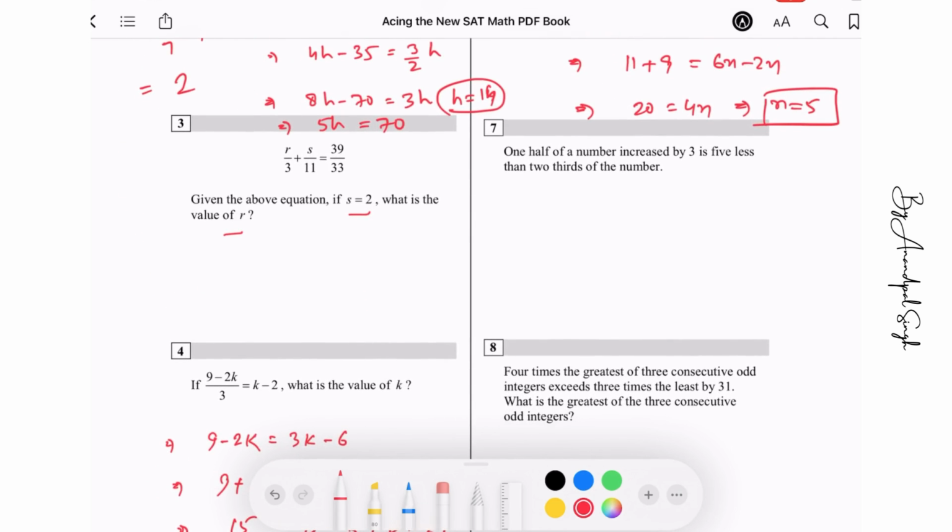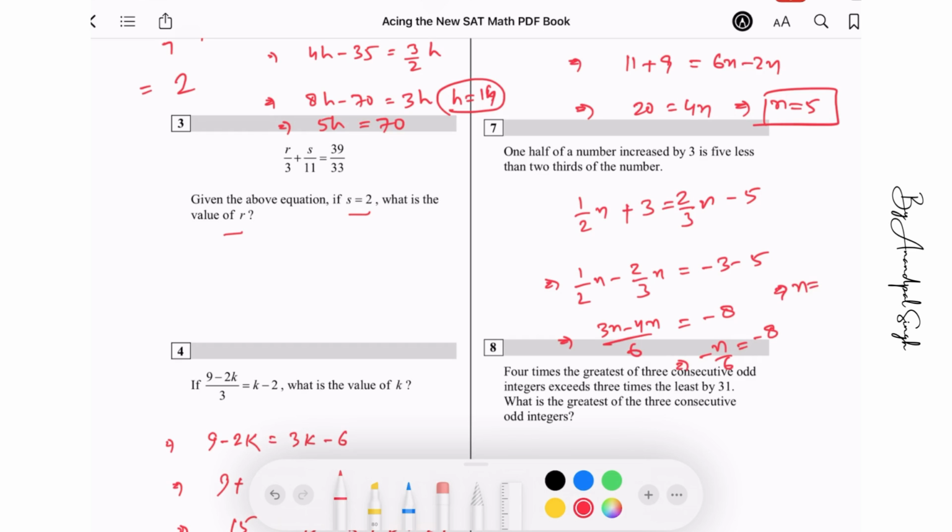One half of a number increased by 3 is 5 less than 2/3 of the same number. It means 1 by 2 of n minus 2 by 3 of n equals negative 3 minus 5. So this is 3n minus 4n over 6 is equal to minus 8. Minus n over 6 is equal to minus 8, means n equals 48.